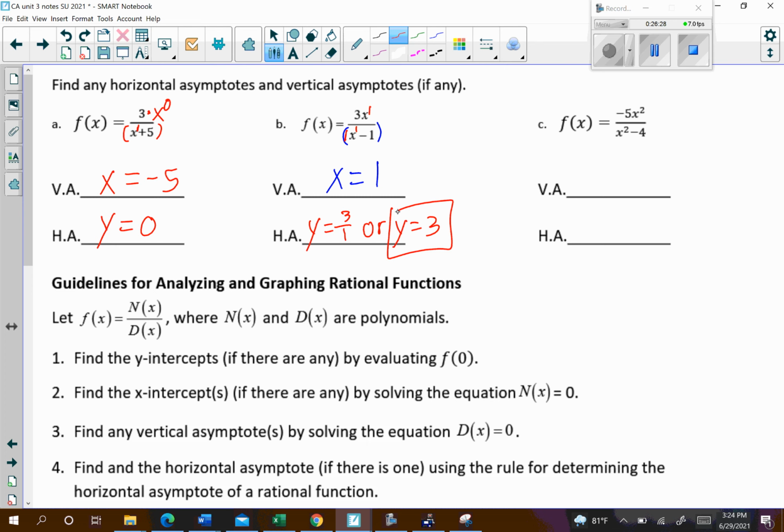And then the last one, it looks like we have 2 vertical asymptotes because this factors into x plus 2, x minus 2. So both positive and negative 2 are restricted. So my vertical asymptotes are at x equals negative 2 and x equals positive 2. And for my horizontal asymptote, I can see that yes, they have the same power, so I'm going to take the ratio. So it's going to be y equals negative 5 over 1, or just y equals negative 5.